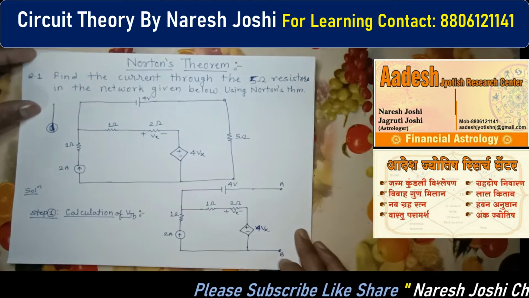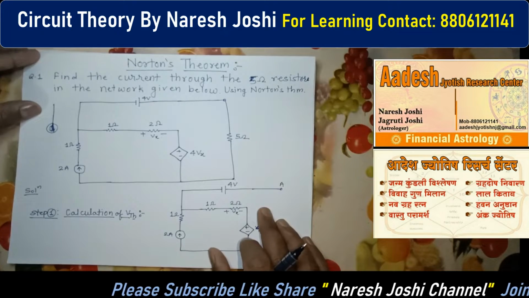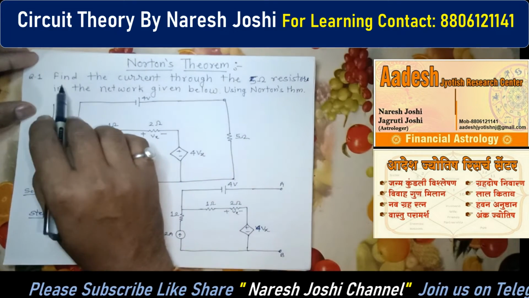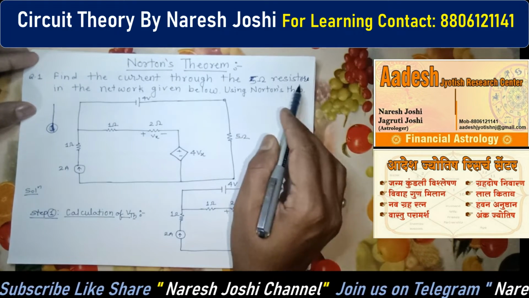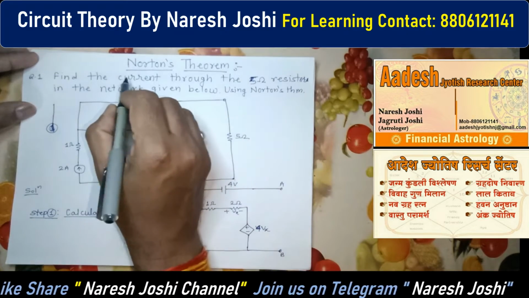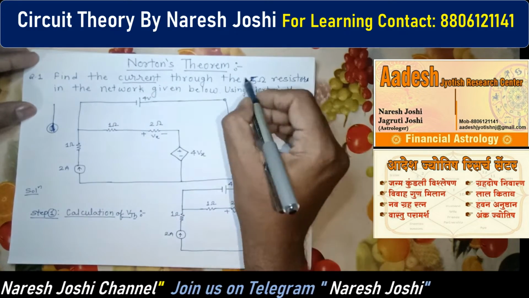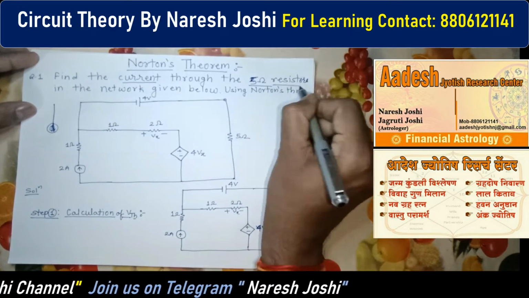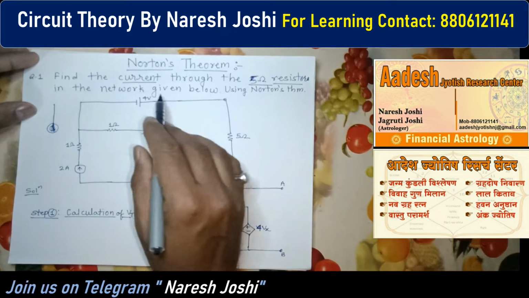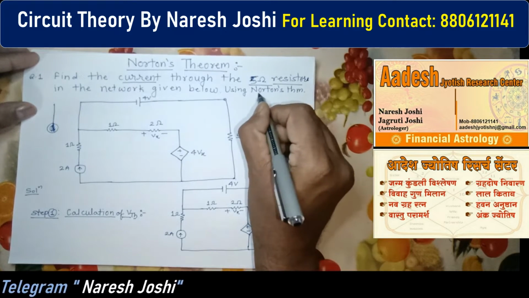So now let's see, we have to move on to Norton's theorem. So what is the question? Find the current through the 5 ohm resistance. What is the question? Find the current. What we have to find out? Current through the 5 ohm resistance, clear, 5 ohm resistor in the network given below using Norton's theorem.